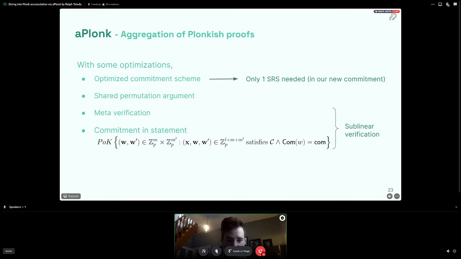We proved in the paper that we can share the permutation argument, so the permutation polynomial. We also created the concept of meta commitment, and we included a commitment in the statement. These two points are quite important together because it will enable us to do a sublinear verification. And by that, I mean that the verification will not depend at all on the number of public inputs.